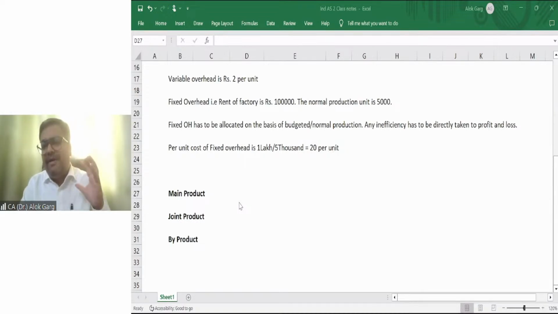If I talk about petrol, petrol is the costliest material. Diesel is also comparatively costlier, right? But kerosene is kind of the cheapest material. So in this case, what is my main product? What is my joint product? What is my byproduct? In this case, what is my main product? What is my joint product? And what is my byproduct?